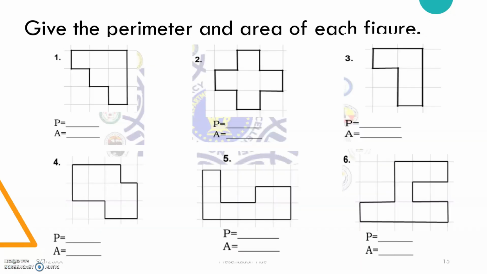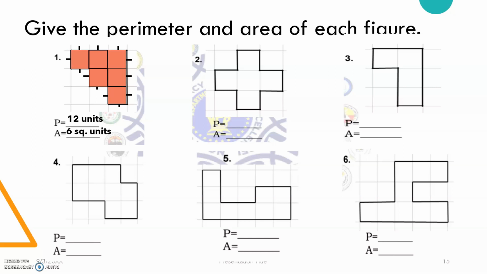Para naman sa ating activity B, give the perimeter and the area of each figure. So, ibibigay kong halimbawa yung number 1. So, for perimeter, we have 1, 2, 3, 4, 5, 6, 7, 8, 9, 10, 11, 12. So, we have 12 units. And for the area, we have 1, 2, 3, 4, 5, 6. So the area is 6 square units.